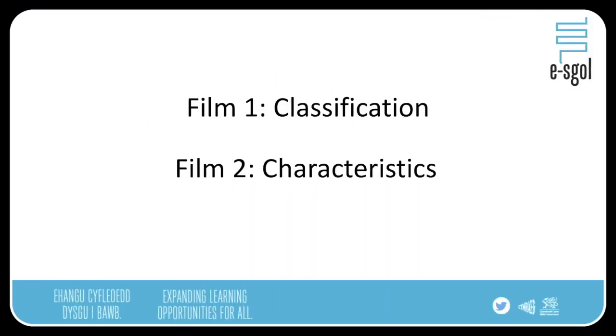There are two films in this series from within the unit, 2.1. This first film introduces and looks at the principles behind classification, why we need classification, and the three domain versus the five kingdom classification systems. In the second film, we will look at the characteristics of the organisms in the five kingdoms. Exam questions will be used in both films to support your learning. Let's look at where this film fits into the specification.